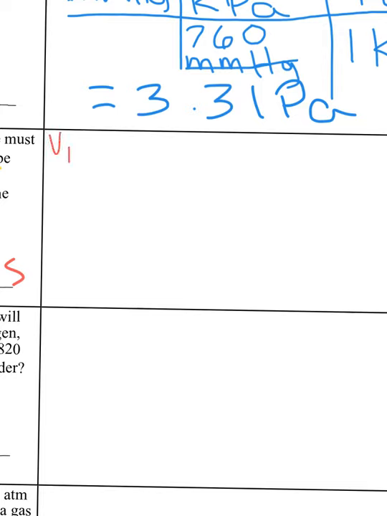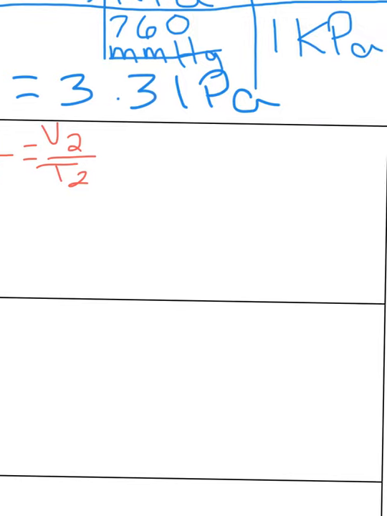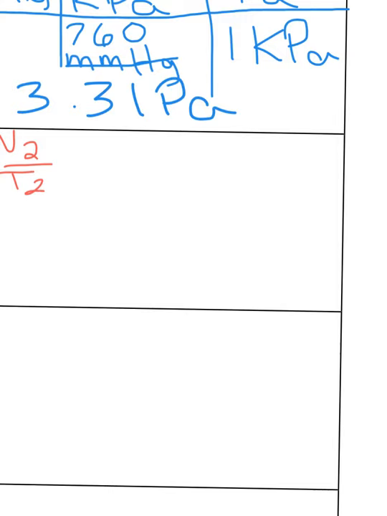V1 over T1 equals V2 over T2. Okay, V1 over T1 equals V2 over T2. Again, our temperatures have to be in Kelvin. So 2 degrees Celsius plus 273 equals 275 Kelvin. That's what we're going to use for our temperature.